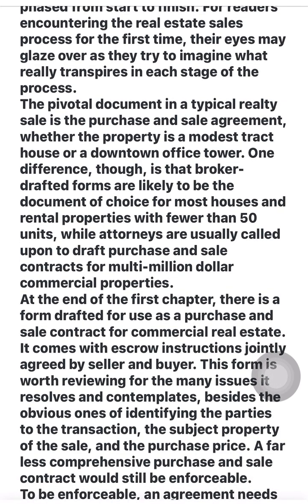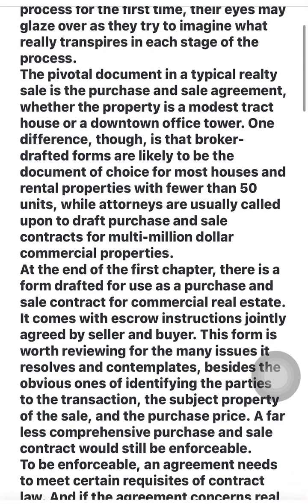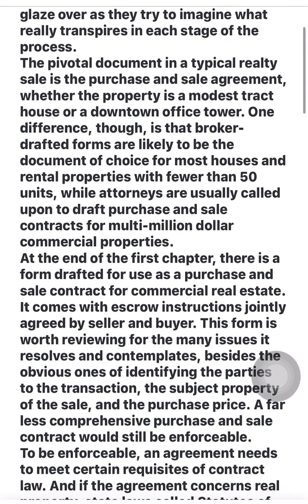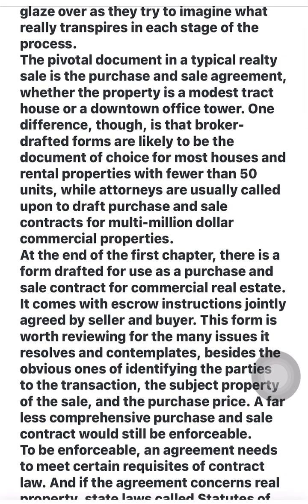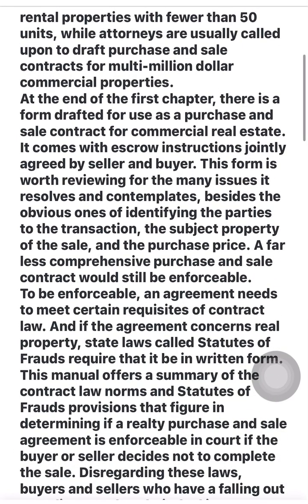The pivotal document in a typical realty sale is the purchase and sale agreement, whether the property is a modest tract house or a downtown office tower. One difference, though, is that broker-drafted forms are likely to be the document of choice for most houses and rental properties with fewer than 50 units, while attorneys are usually called upon to draft purchase and sale contracts for multi-million-dollar commercial properties.